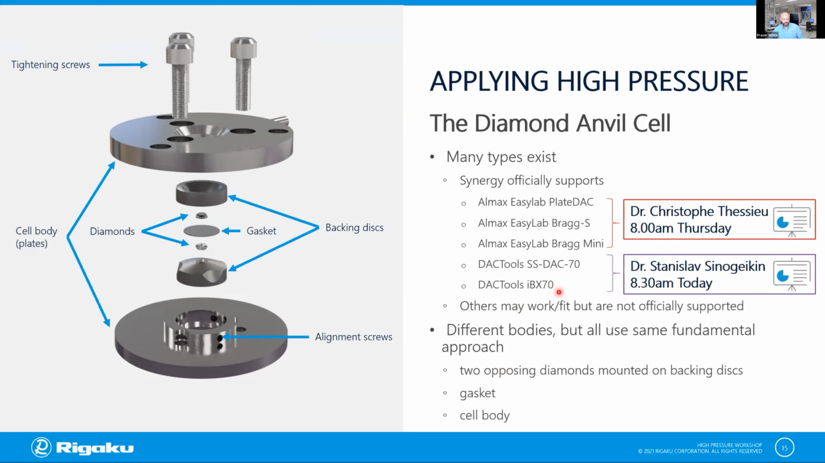So although they have all of these cells here and all of the ones that have been used in the past to do high pressure research, they have different bodies, but they use the same fundamental approach. And they all obviously have to be able to fit into the goniometer space, so onto the goniometer head, and not collide with things as they're rotated around.